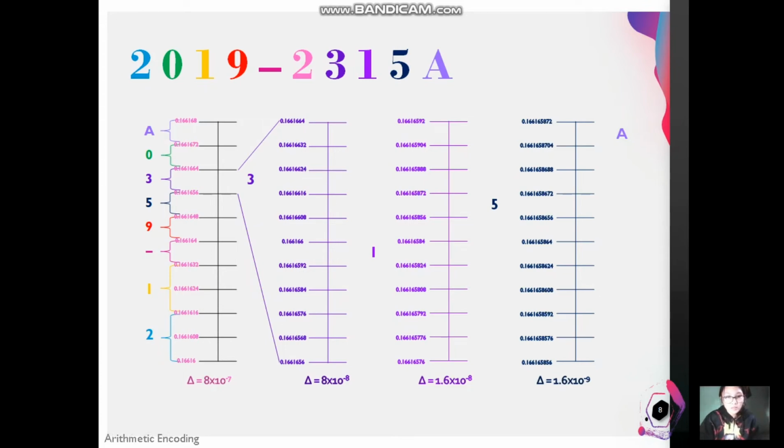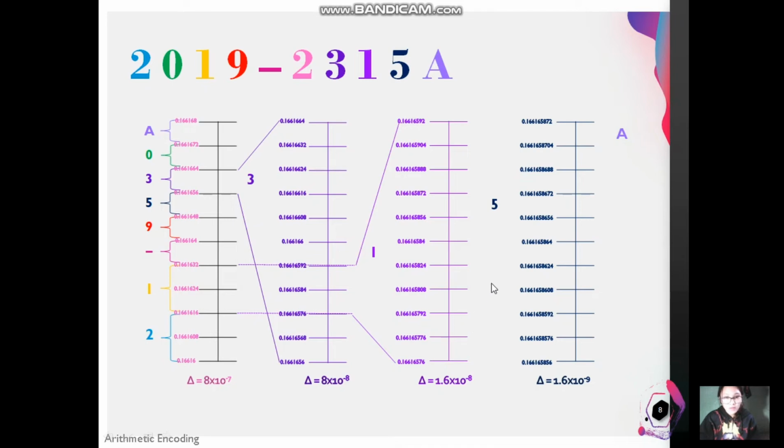So rescaling 1 will give us an upper value of 0.166166592 and a lower value of 0.166165676. And taking the difference of the two and dividing it by 10, we'll have a delta step of 1.6 times 10 raised to negative 8.